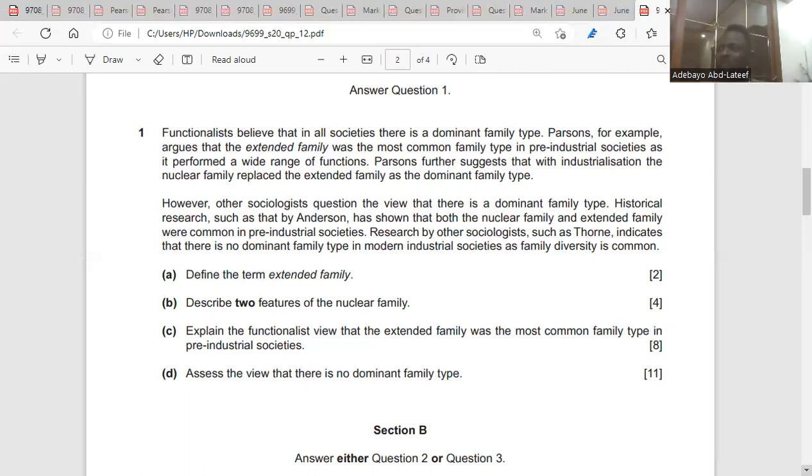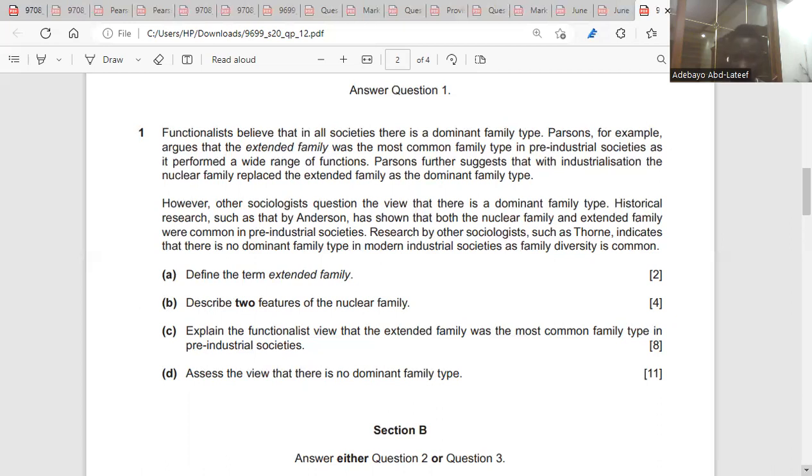A nuclear family is a family structure that contains the father, the mother, and the children. That's the normal family. And an extended family contains other family members other than the nuclear family, other than the father and the mother. We talk about the grandparents, the cousins, the nephew, the niece. These are extended family. So there's no dominant family in the world. There are different kinds of families and there's diversity.